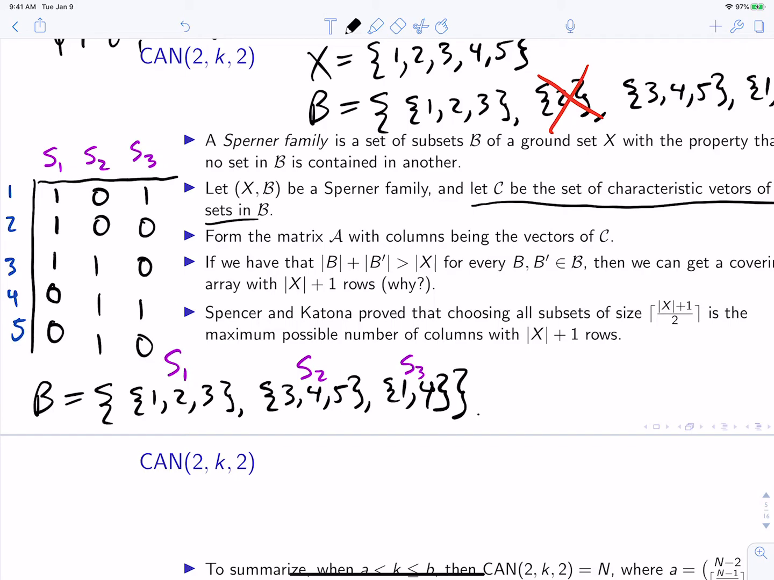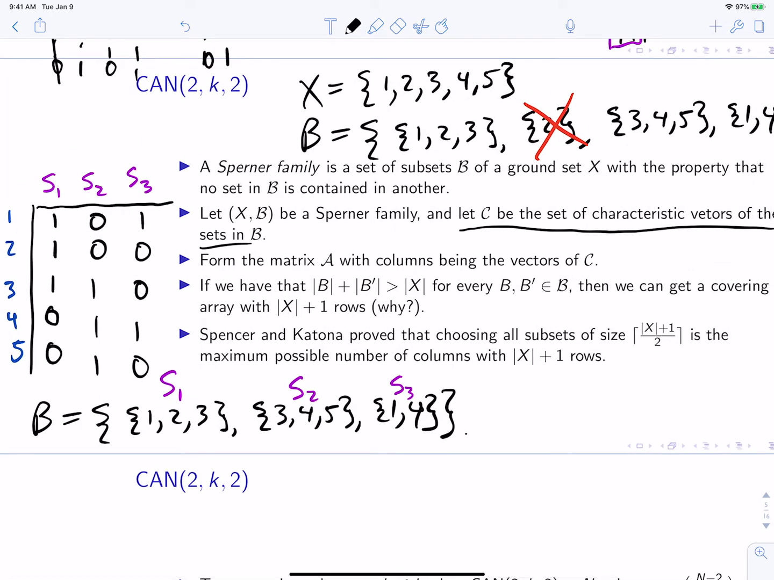Any questions on what a characteristic vector is? So you just take the sets, line them up in columns, and you just write a 1, 0 vector. So you can think of it as an array or a list, where you put a 1 if that element is in there, and a 0 if the element is not in there. That's all it is. Okay? What do you notice about these 3 columns? It's a covering array. Why? Well, think about it.